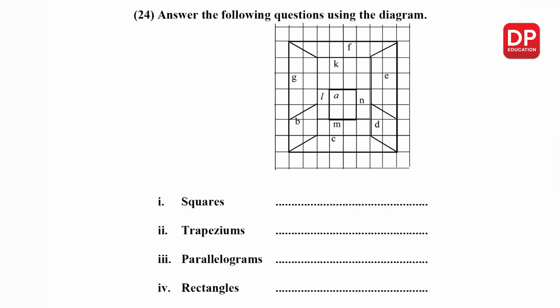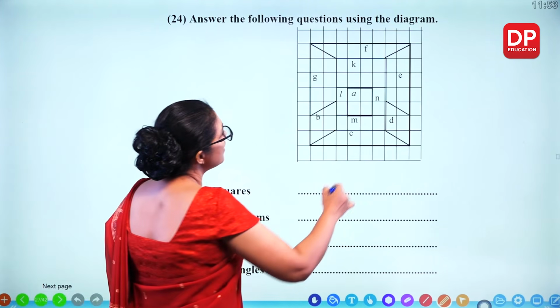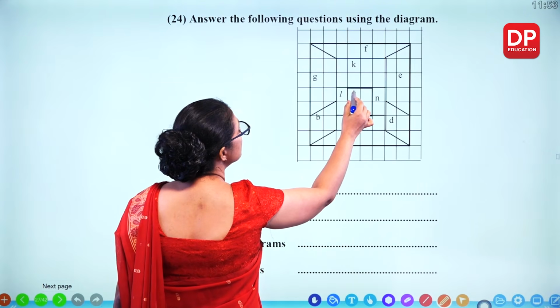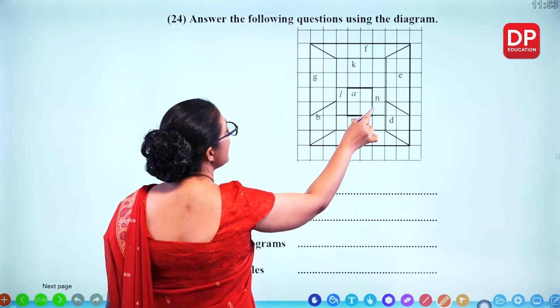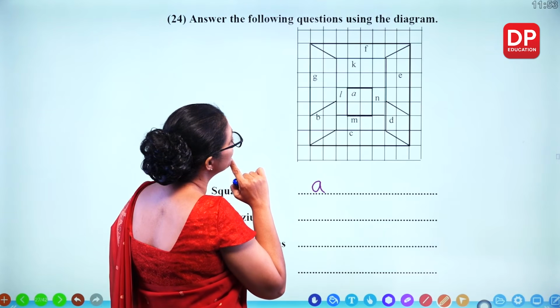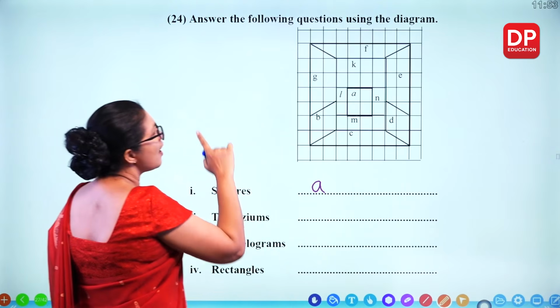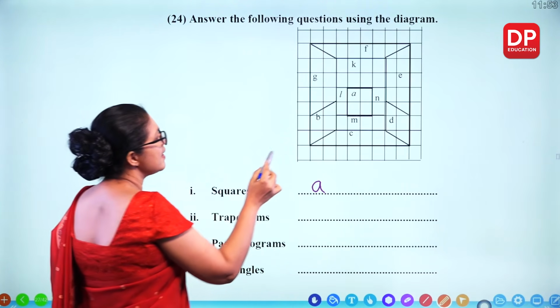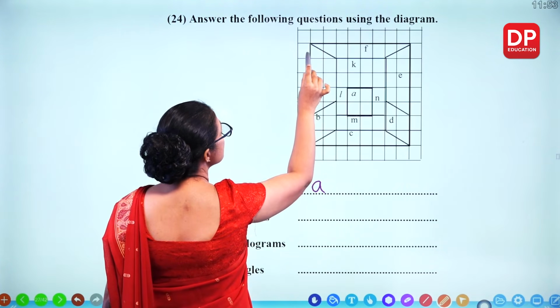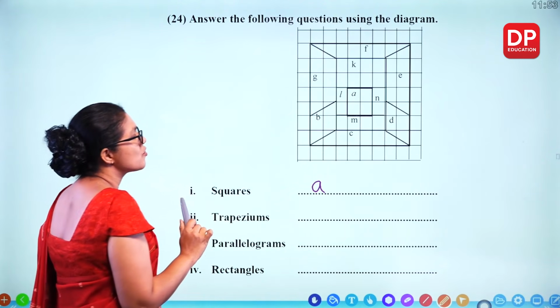Answer the following questions using the diagram. Squares. Identify a square here. This one. A is a square, 2 by 2. So we can't give the big one. We can say 2, 3, 4, 5, 6, 7. 1, 2, 3, 4, 5, 6, 7, 8. It's not a square.